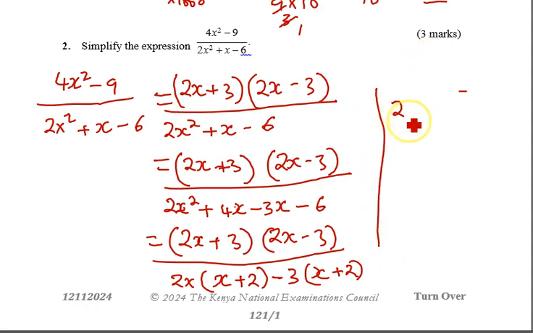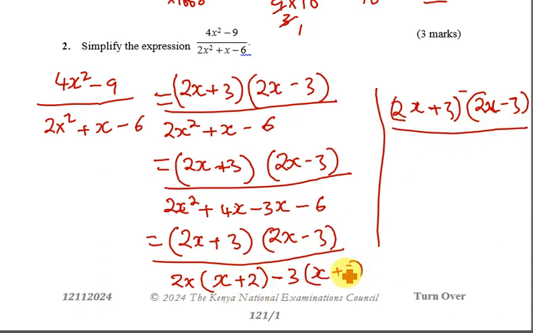So we are going to write our numerator the way it is, 2x plus 3, 2x minus 3 divided by, so this and this is common or similar, so we just pick one. So we are going to have 2x minus 3, x plus 2.